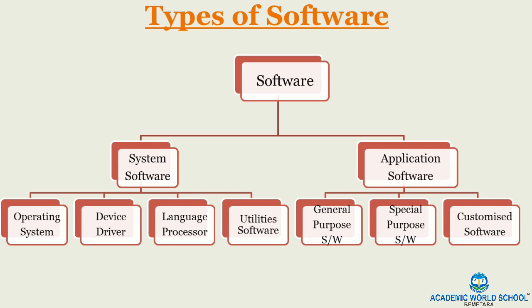The next software is utility software. This software ensures that your computer is working smoothly and does not have any type of problem. Antivirus is an example of this utility software. Next is application software. Application software means the software where users are working.